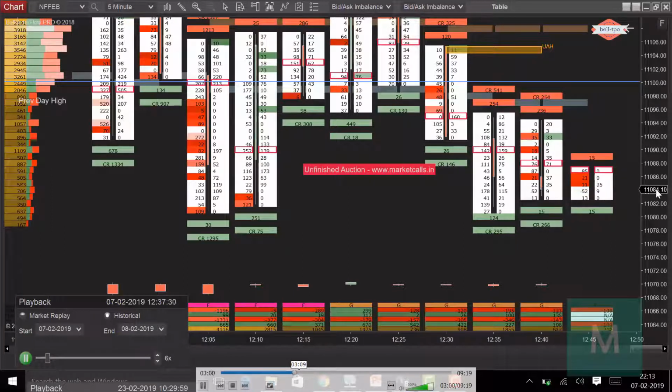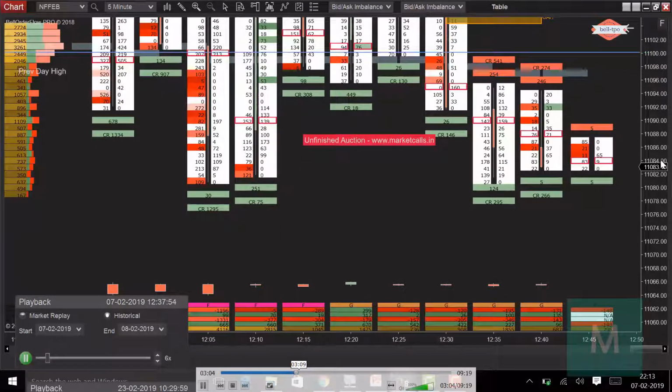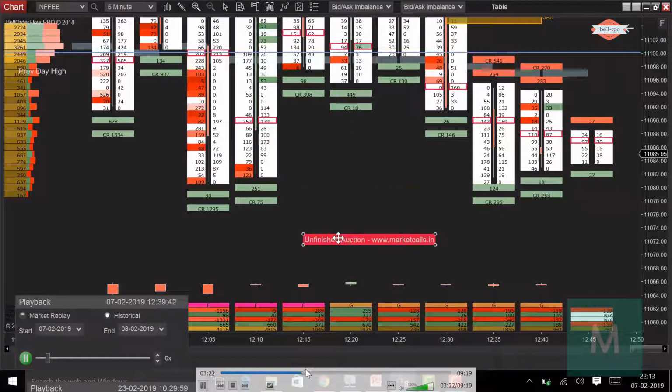For how many days is it valid? Unfinished business, especially single levels, we keep for only 2 days. If multiple levels happen, then at maximum we carry forward for 3 days or so. Okay, thank you. Sir, what is poor high and poor low? Tomorrow we'll talk about that. It's part of market profile.